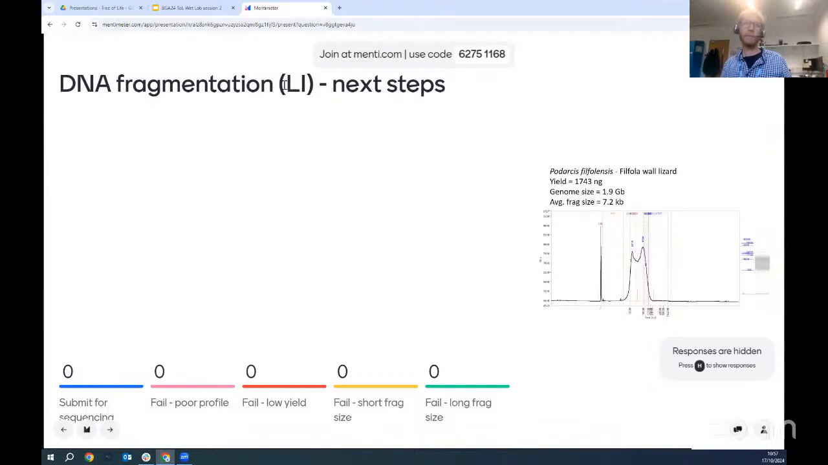Here we have another low input sample, the wall lizard. I think this might be connected to that wall lizard extraction that I showed you previously. I think it was the last one in the extractions. The yield is sitting at 1,700 nanograms, the genome size is 1.9, and the average fragment size is 7.2. If anyone's interested, we have two main peaks, one sitting at 2.6 kb and the other one sitting at 9.5.